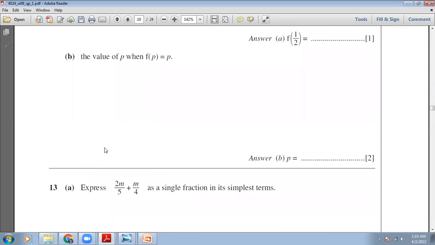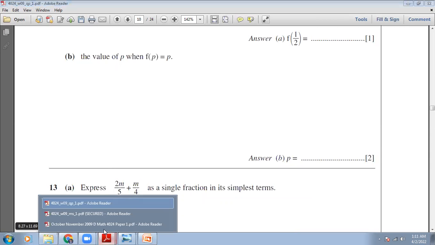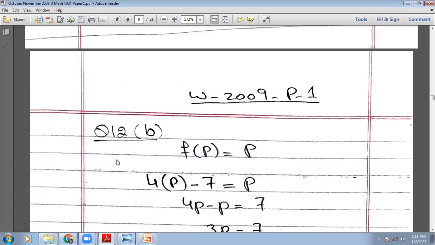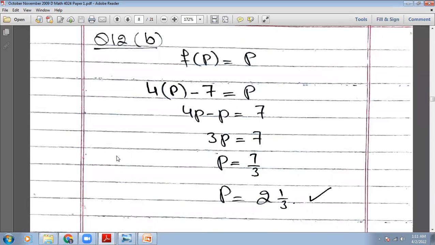Then the question is the value of p when f of p is equal to p. It means in the formula, wherever there is x, put p, and the formula will become equal to p. So f of p equals p. So in the formula, wherever there is x, I will put p. 4 into p minus 7 equals p. So 4p minus p will be equal to 7. So you will have 3p equals 7. So p will be equal to 7 by 3. So p will be 2 whole 1 by 3.